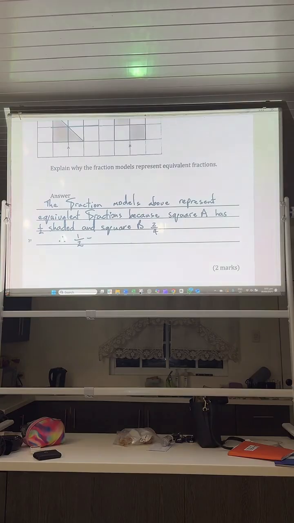So what I would put at the end here is therefore a half is equal to 2 over 4 and vice versa, right? Equal fractions, right?